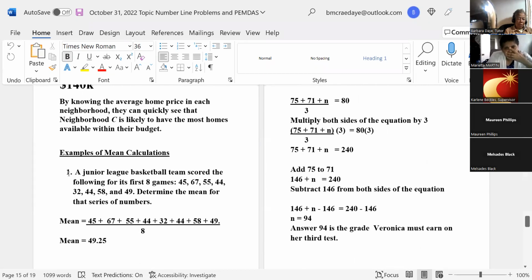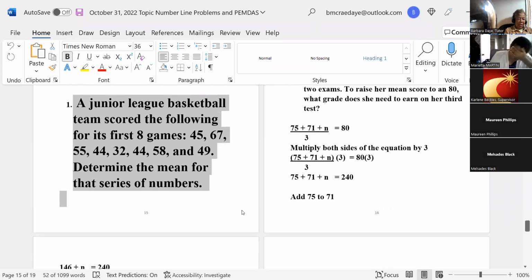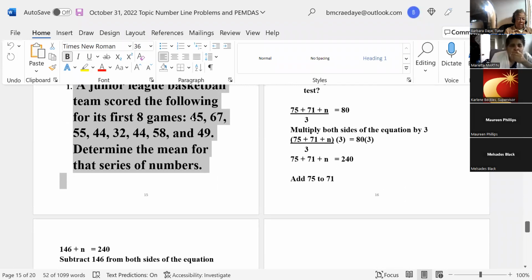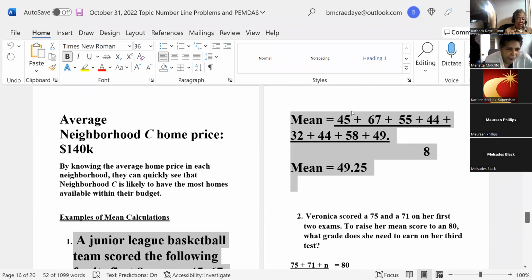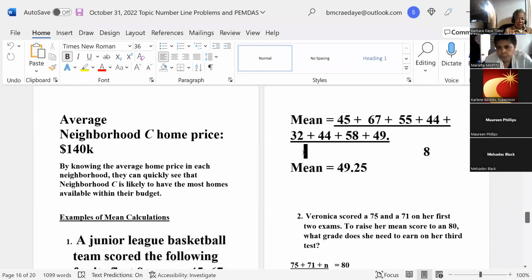Now, here's another example, and this one is calculated for you. This is a basketball team, the scores of the first 8 games. What is the mean for that series of numbers? Add them all up, divide by 8. That 8 is underneath here because it's 8 items, right? And you get a mean of 49.25.